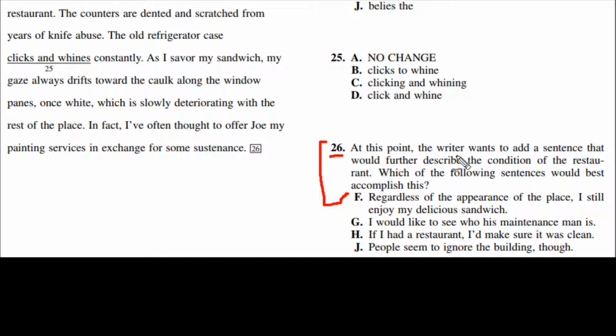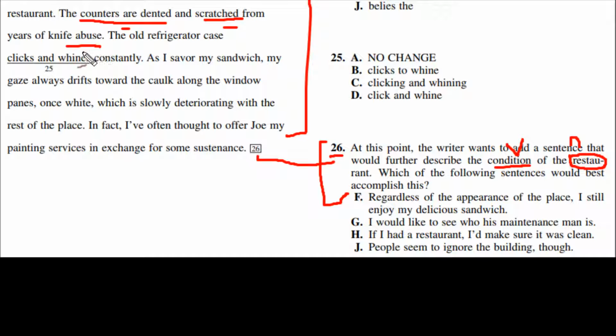At this point, the writer wants to add a sentence that would further describe the condition of the restaurant. Restaurant here is going to be the noun, and the condition is the verb. So when we come over here, we find 26. It's right here, and that's in this paragraph. So if we skip up around here, we find what the restaurant looks like. It says the counters are dented, using the good stinky rule tells us that's negative. They're scratched, that's negative as well, from years of knife abuse, negative.